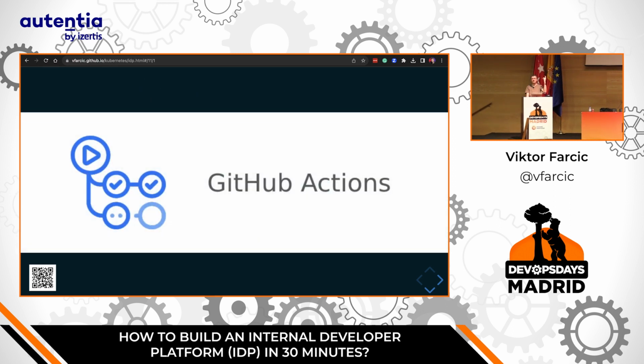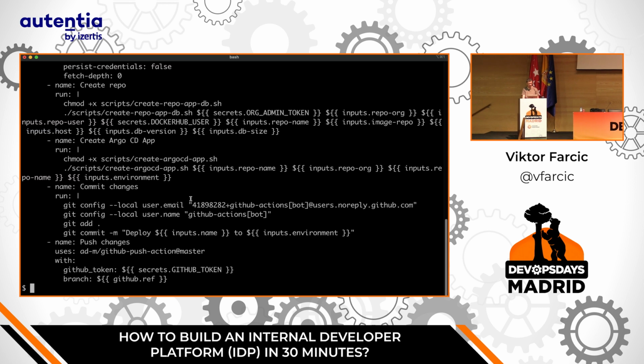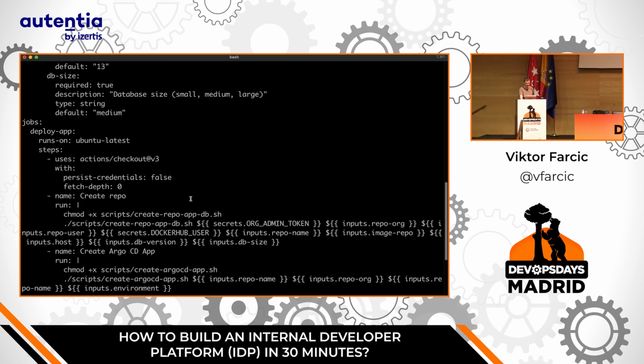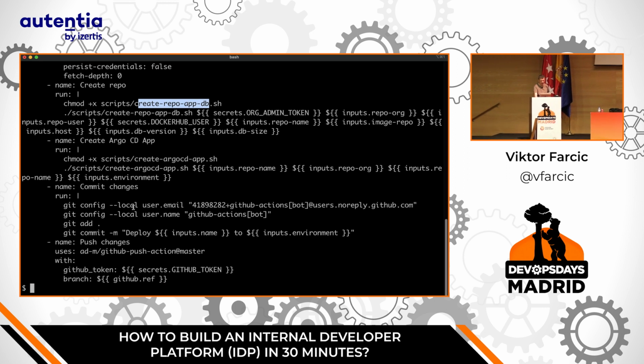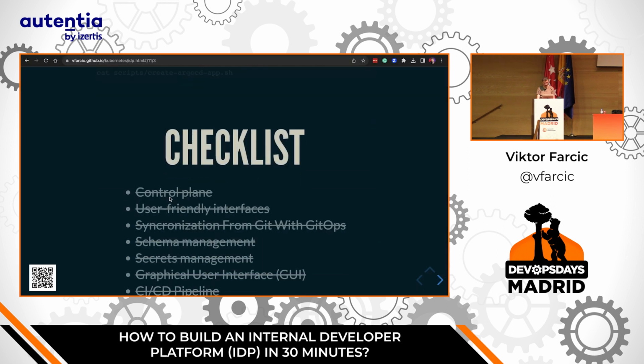Who doesn't know what GitHub Actions is? Everybody. Okay, no need to show you in the interest of time. I have 7 minutes. Basically, okay, let me show you quickly, actually. What I'm doing in GitHub Actions is very straightforward. I have some parameters, and then I will just execute a script that will create a repository, and then I will execute another script that will create an Argo CD application and push it to Git, and I will push all that back to Git. Very easy, straightforward, nothing special. Takes 5 minutes to create.